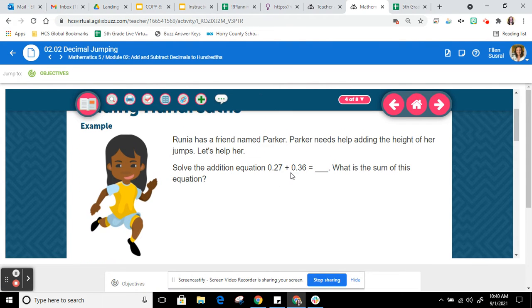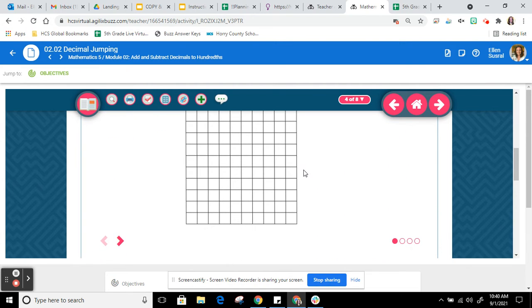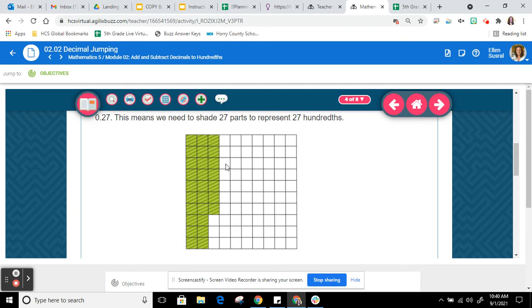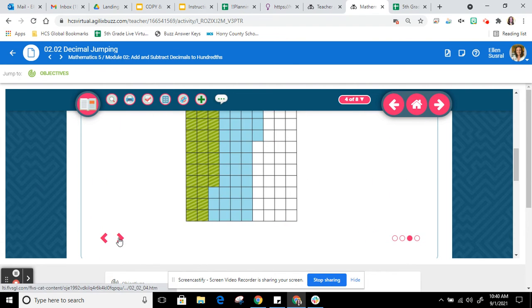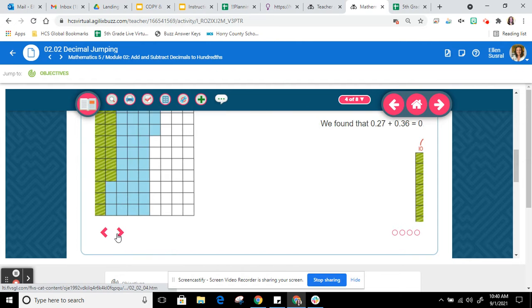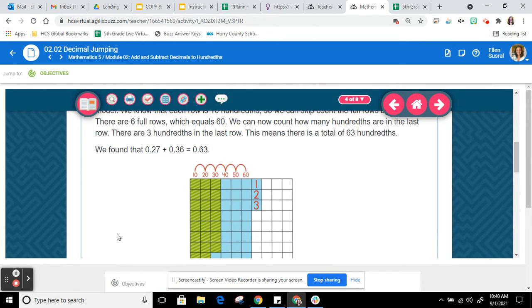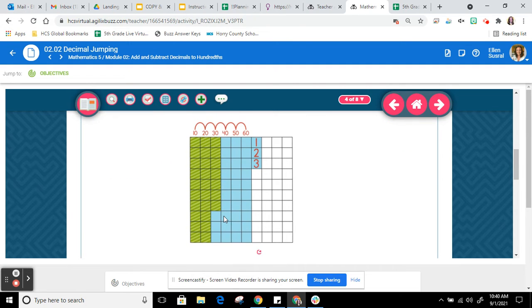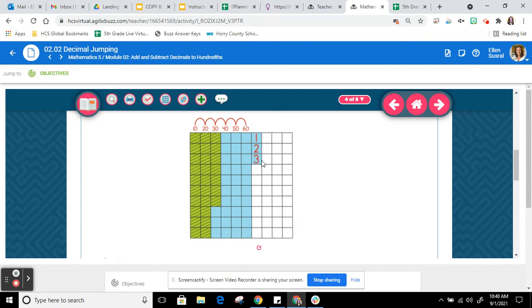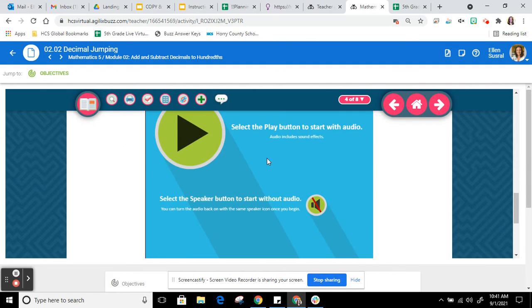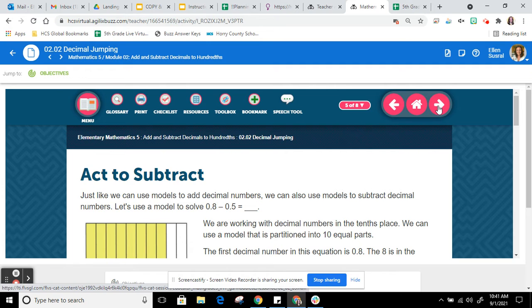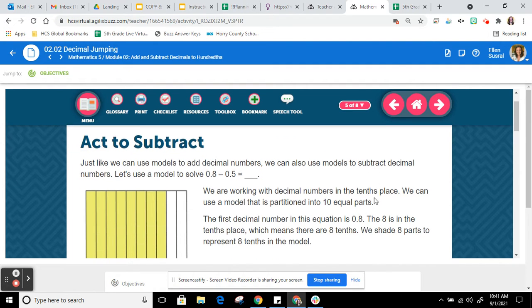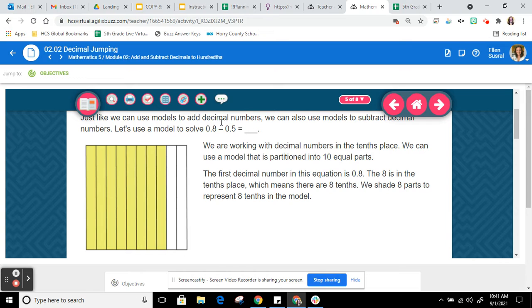Now it gets into adding and subtracting decimals in the hundredths spot. 27 hundredths plus 36 hundredths. It shows you how to do that. You'll notice on your worksheet, it provides the models for you. And we're going to go over a couple examples together. But please be sure you go through this lesson, because you can see right here on this video, it shows you how to complete the problems on your worksheet. So it's going to be up to you to go through this lesson carefully to learn how to use these models.